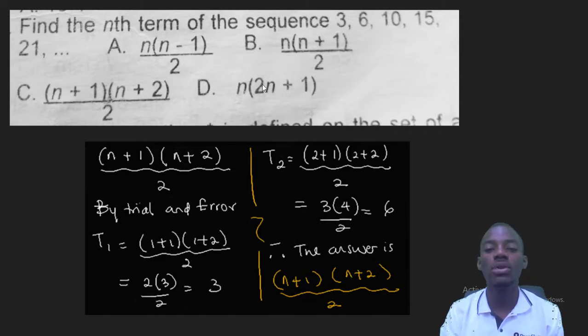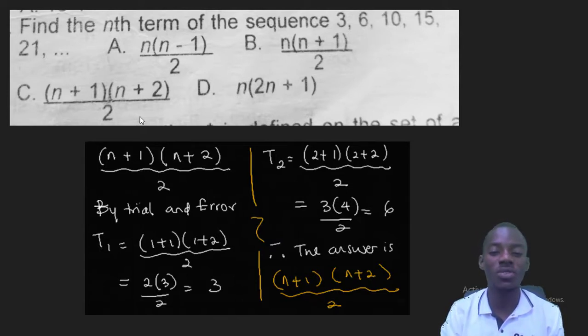Let's try putting 2 here. 2 times 2 is 4. 4 plus 1 is 5. 5 times, this n outside is 2. 5 times 2 is 10. The second term is not 10. So this one is wrong.